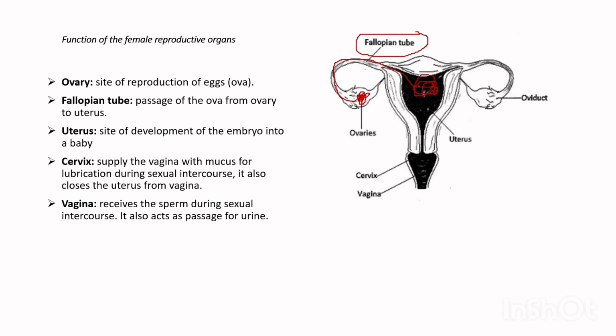Of the ova. At the same time, the function of the fallopian tube is to be a site for fertilization. That's where fertilization takes place. We move to the uterus. The function of the uterus is to be a site of development of the embryo into a baby.